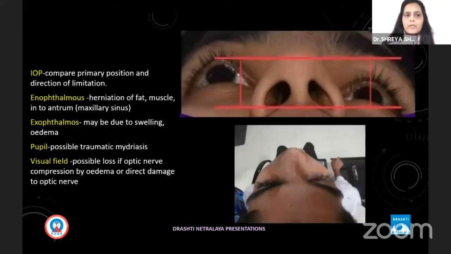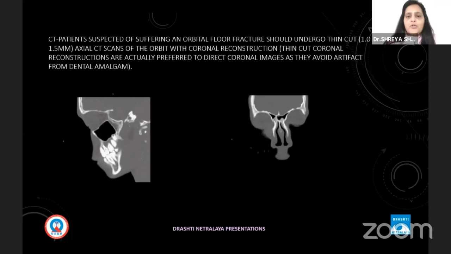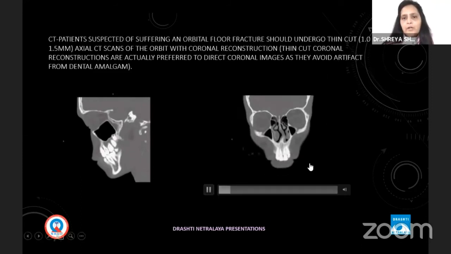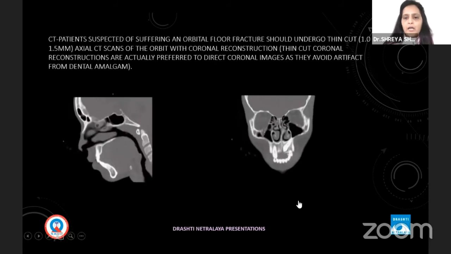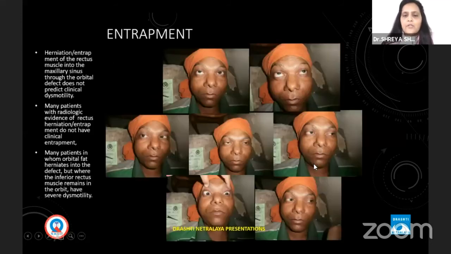Intraocular pressure in the primary gaze and limitation in all the gazes should also be measured, and enophthalmos, exophthalmos, and the pupil also have to be seen to look for traumatic mydriasis. Visual field also has to be measured along with the radiological investigation. You should order radiological investigation for the coronal with 1.5 cut, so that gives you the proper herniation guide before surgery. As I said, children will have trapdoor fracture and adults will have a large defect with herniation.